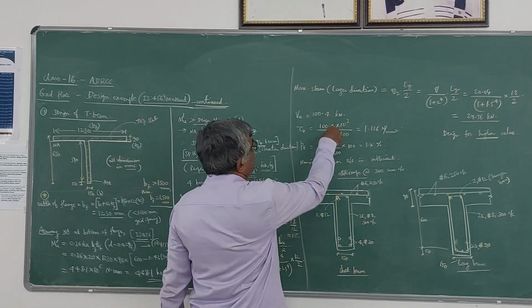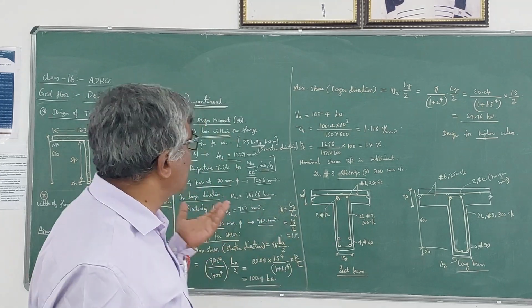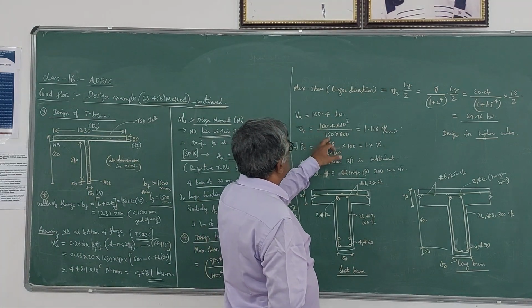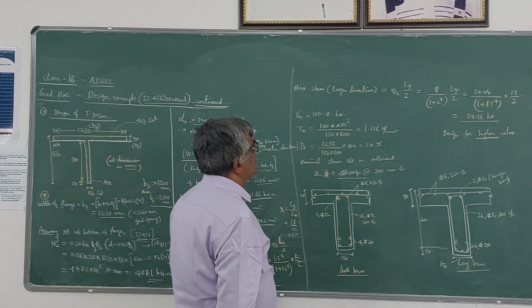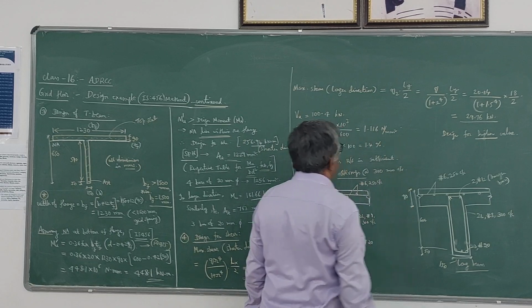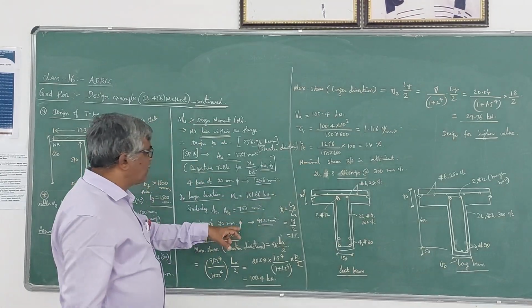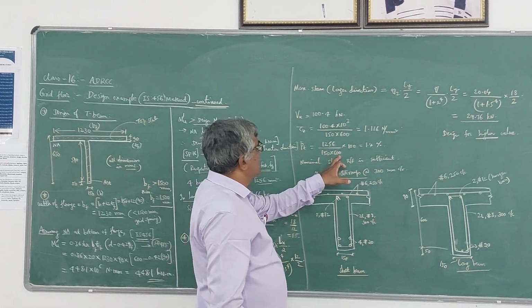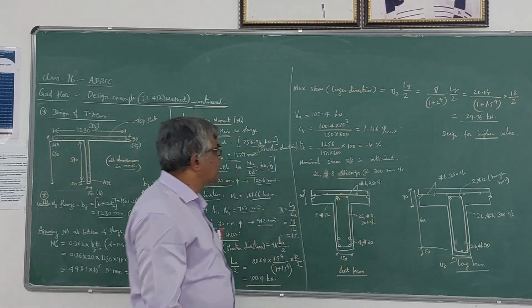Calculate tau v. Tau v is nothing but Vu by bd. All these you know from SP16. Nominal shear stress tau v is Vu by bd. B here is 150 for this beam, d is 600. So you get 1.116 Newton per mm square, and the percentage of steel provided is Ast divided by bd into 100, 1256 divided by bd, which gives 1.4%.